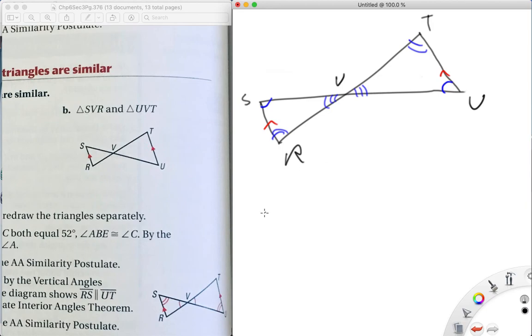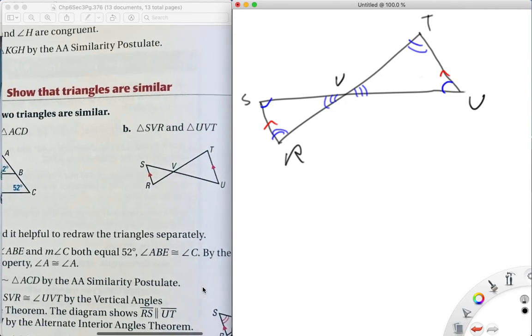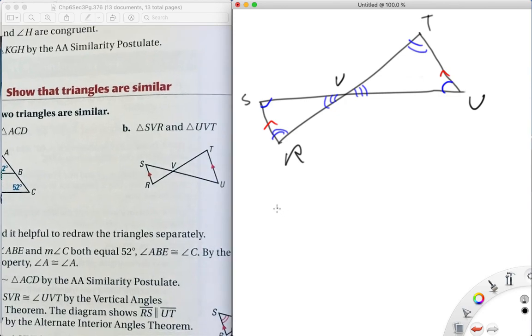So these two triangles are definitely similar. So triangle SVR is similar to triangle UVT because of angle, angle.